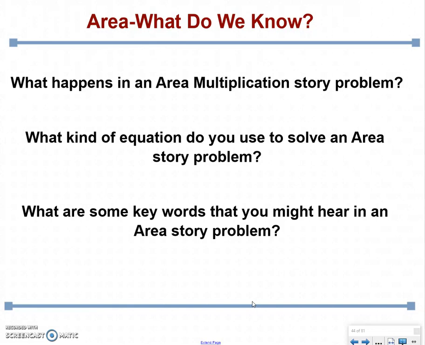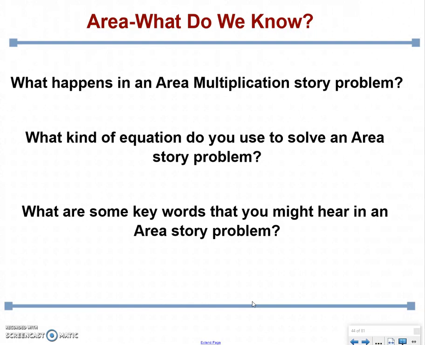You know it. To solve an area story problem, we would write a multiplication equation because we know that area is length times width. You multiply the length of the rectangular object times the width of the rectangular object to find its total area. And what are some key words that might help us in an area story problem? What kind of word might you hear that would tell you, hey, this is an area problem?